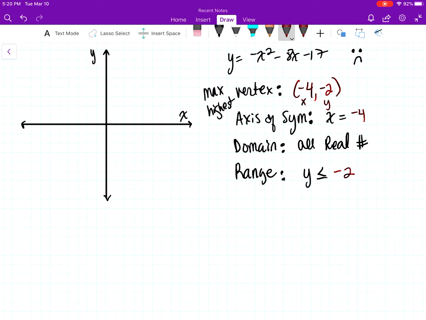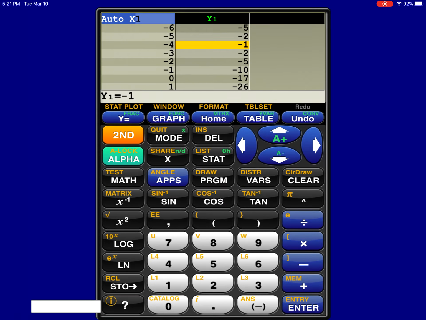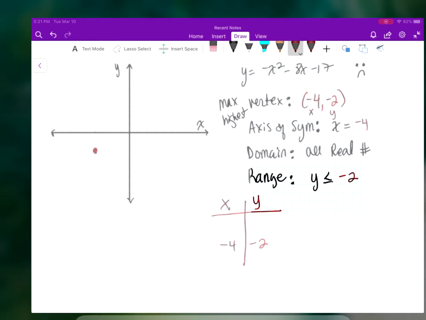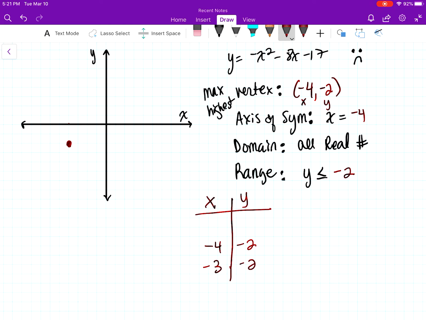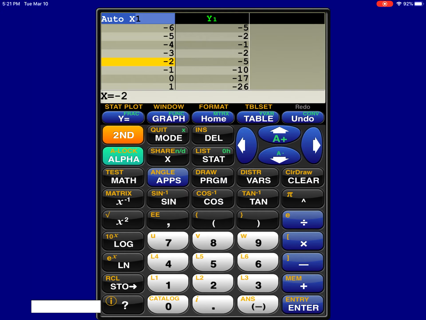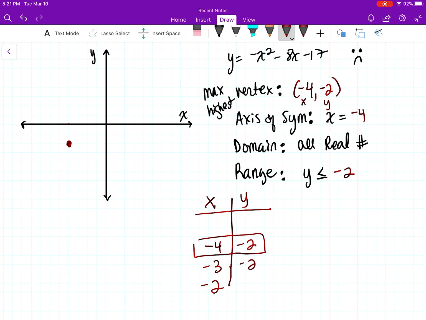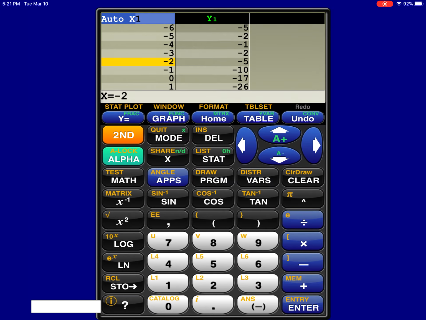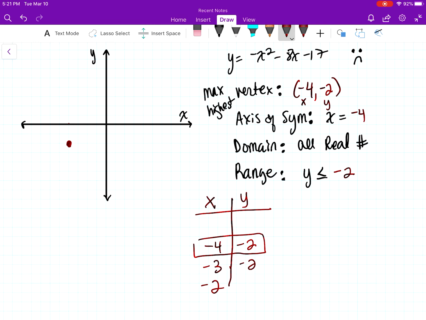So again, I'm going to come down here, I'm going to graph my vertex. So 1, 2, 3, 4, 1, 2. Now, because I know it's going to go down, let's go ahead and do a table. Because we really want to do the first 2 points. We know where the vertex is. If I talk about my vertex being at negative 4, negative 2, I have another point on the other side. This point is going to be negative 3, negative 2. I want to graph one more. Then I have negative 2, negative 5.